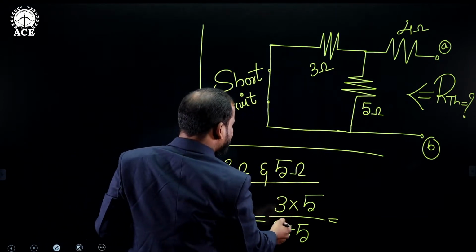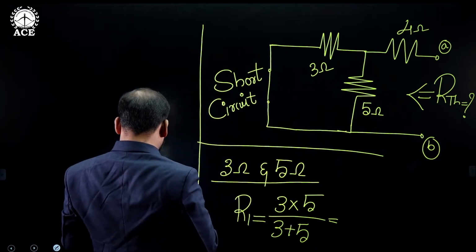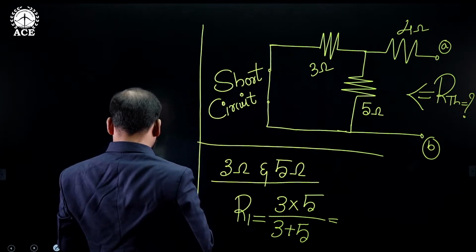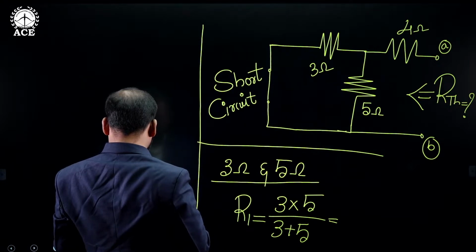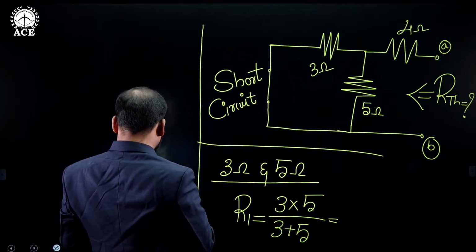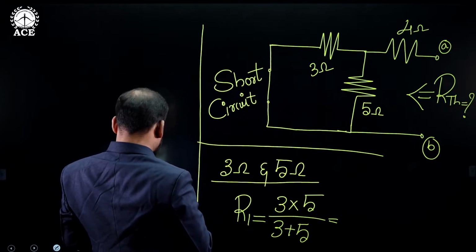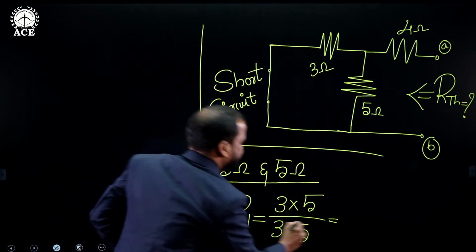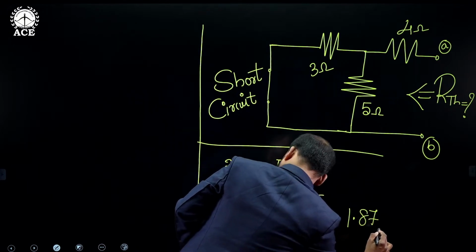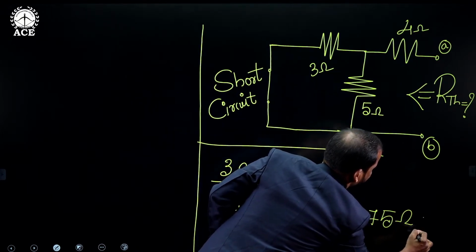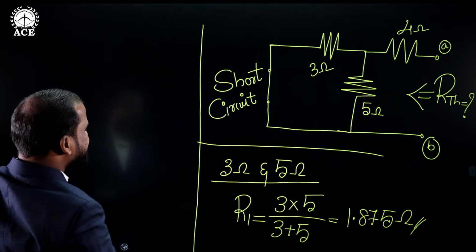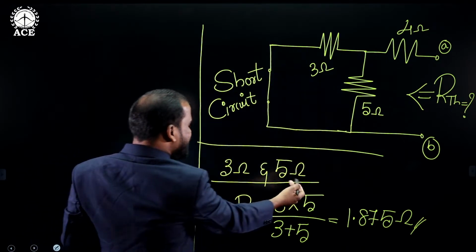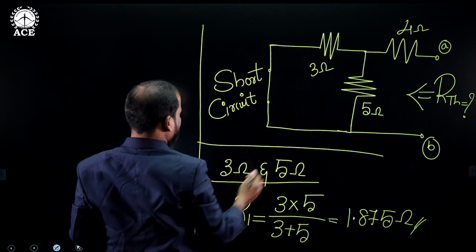Now 5 into 3 divided by 8. By simplifying this, 15 divided by 8 gives 1.875. So this is the value of the equivalent resistance of the parallel combination of these two. Now replace this value instead of this parallel combination.